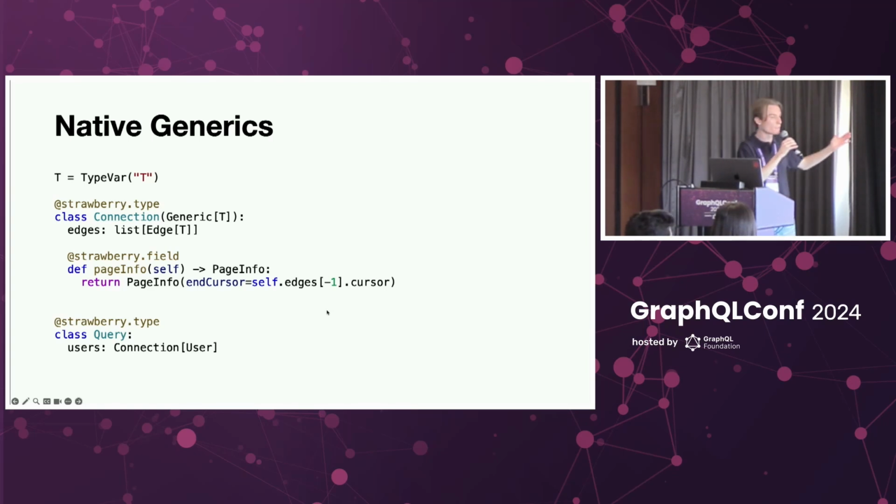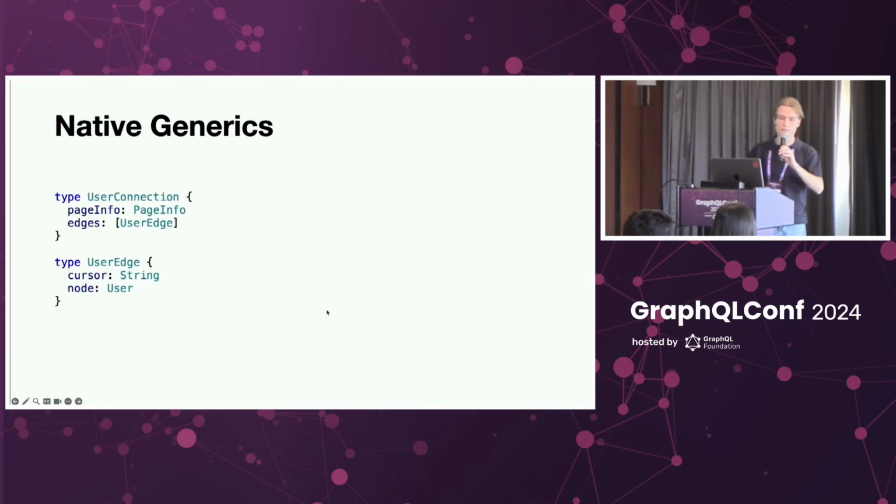Then, using the generic is as easy as just plugging it into your query, defining one field with it, and it gets included into your schema like this. So a user connection and a user edge, and you have to do nothing more than to use it.